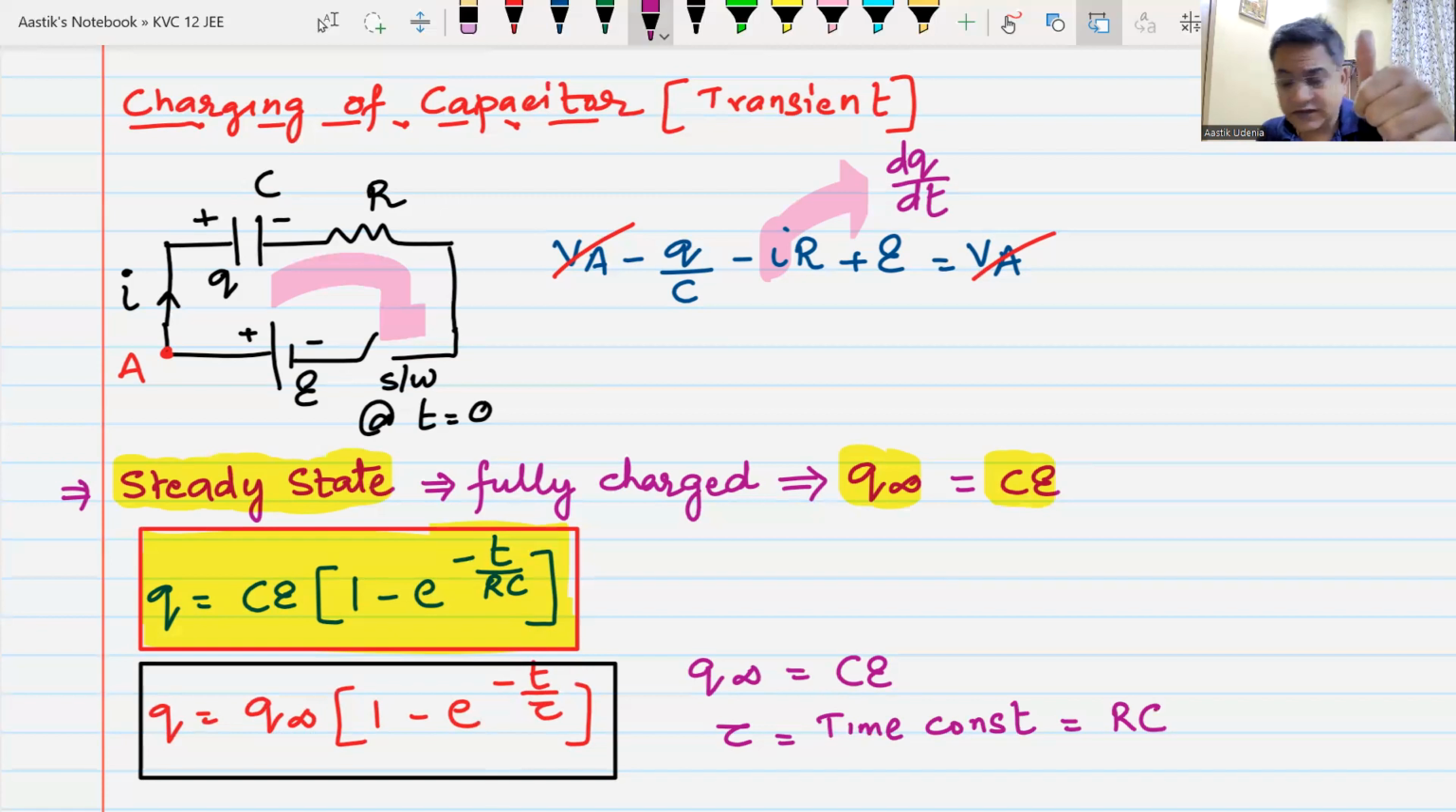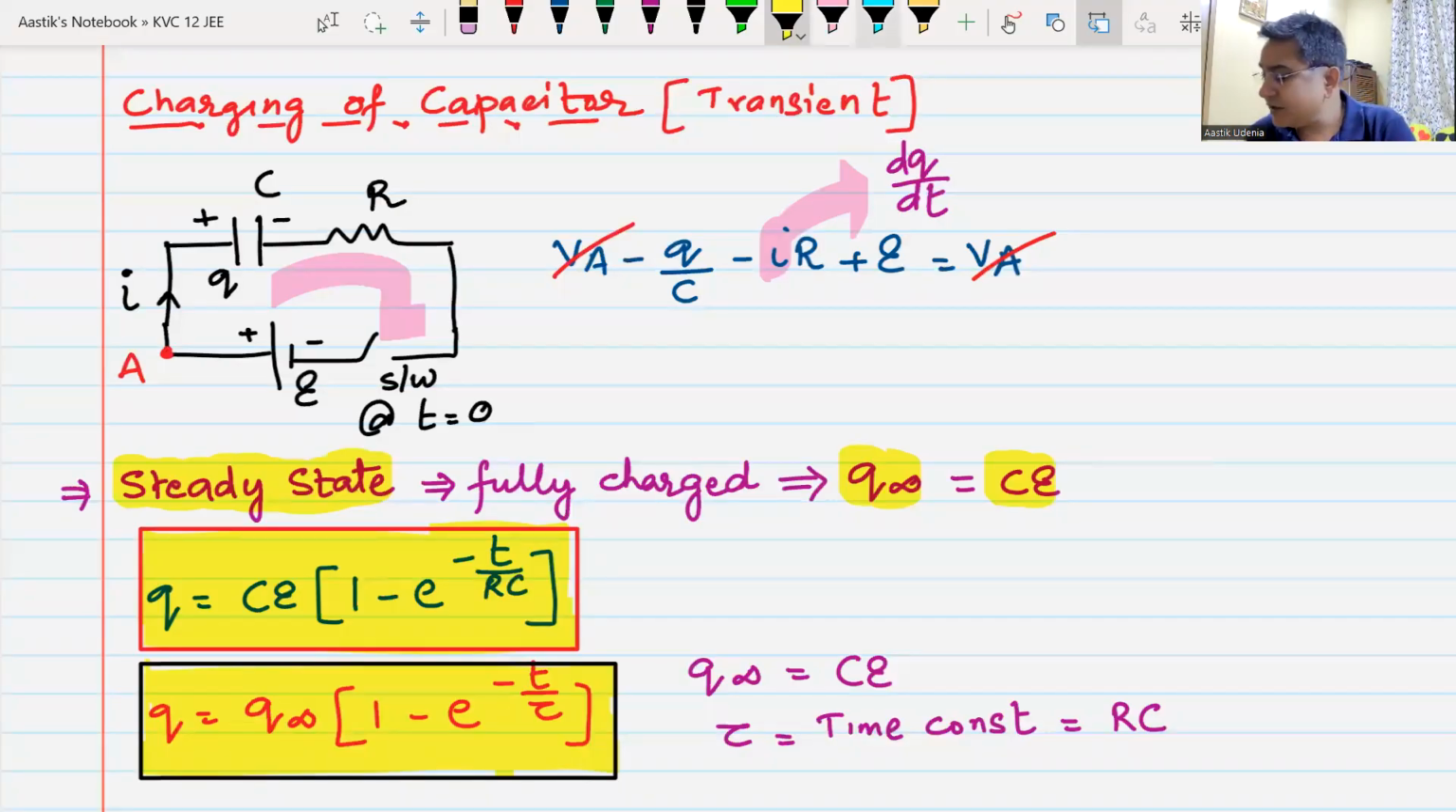Everyone has noted this down? I'll give you 2 minutes to note it down.